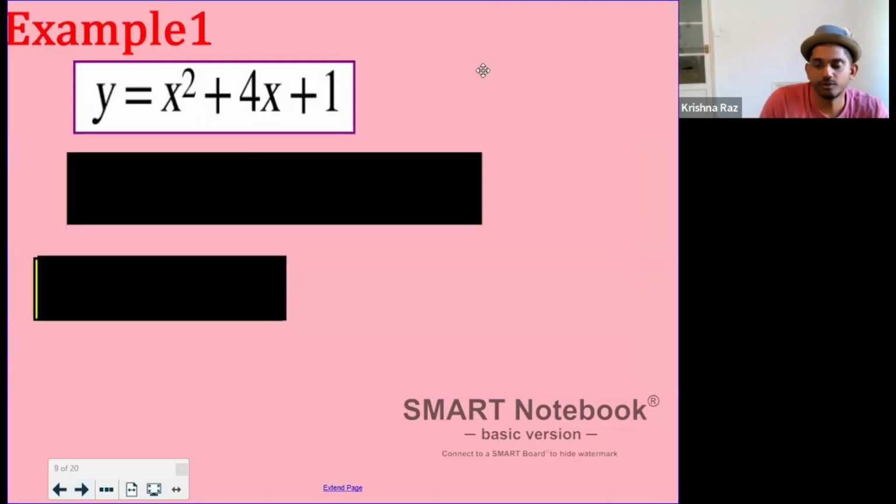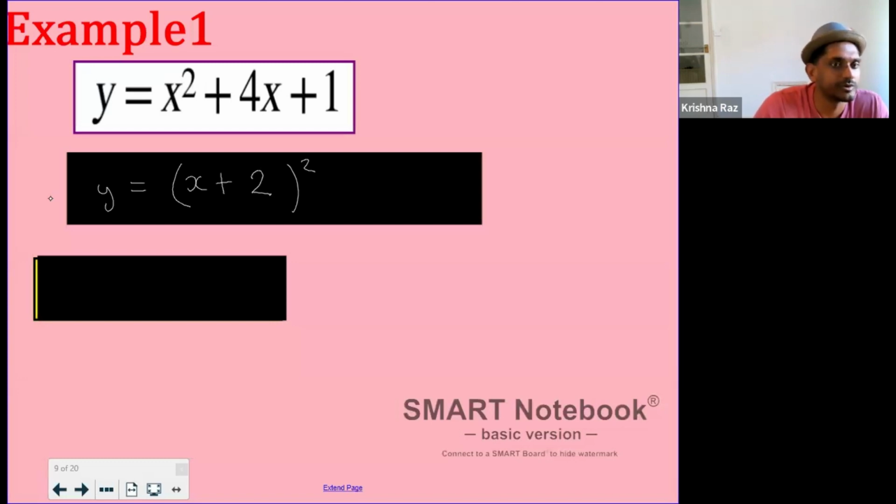So just going to go through three worked examples and hopefully after that you'll understand what to do. So if we look at this quadratic equation y equals x squared plus 4x plus 1, to complete the square what we want to end up with is a bracket like this. So what will go inside the bracket will be x plus 2.